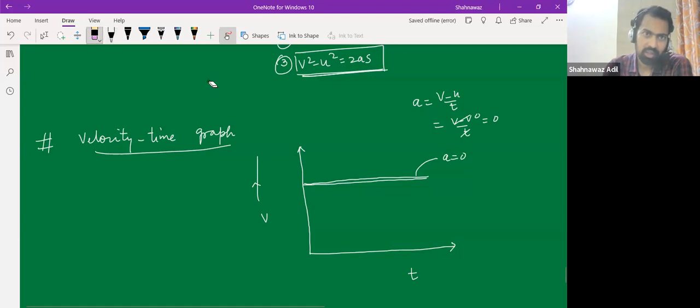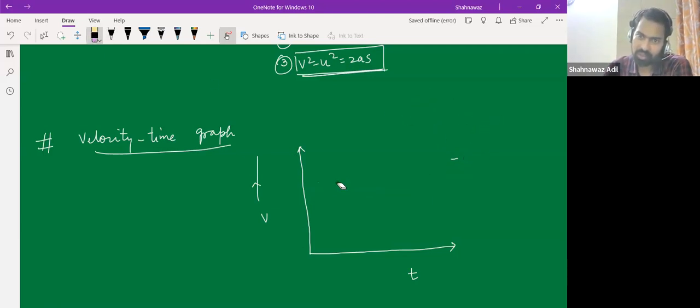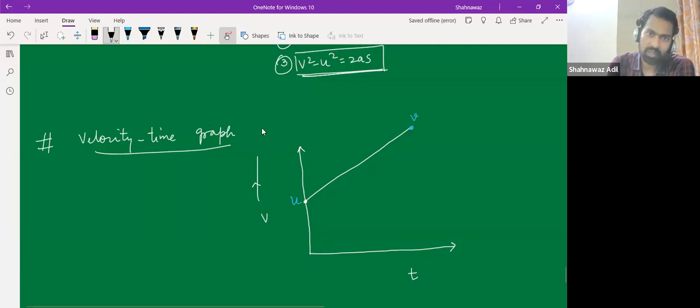Yes, sir. So for the case of uniform acceleration, the graph that we drew was this, right? So this was u. This was v, right? So let me extend this line.